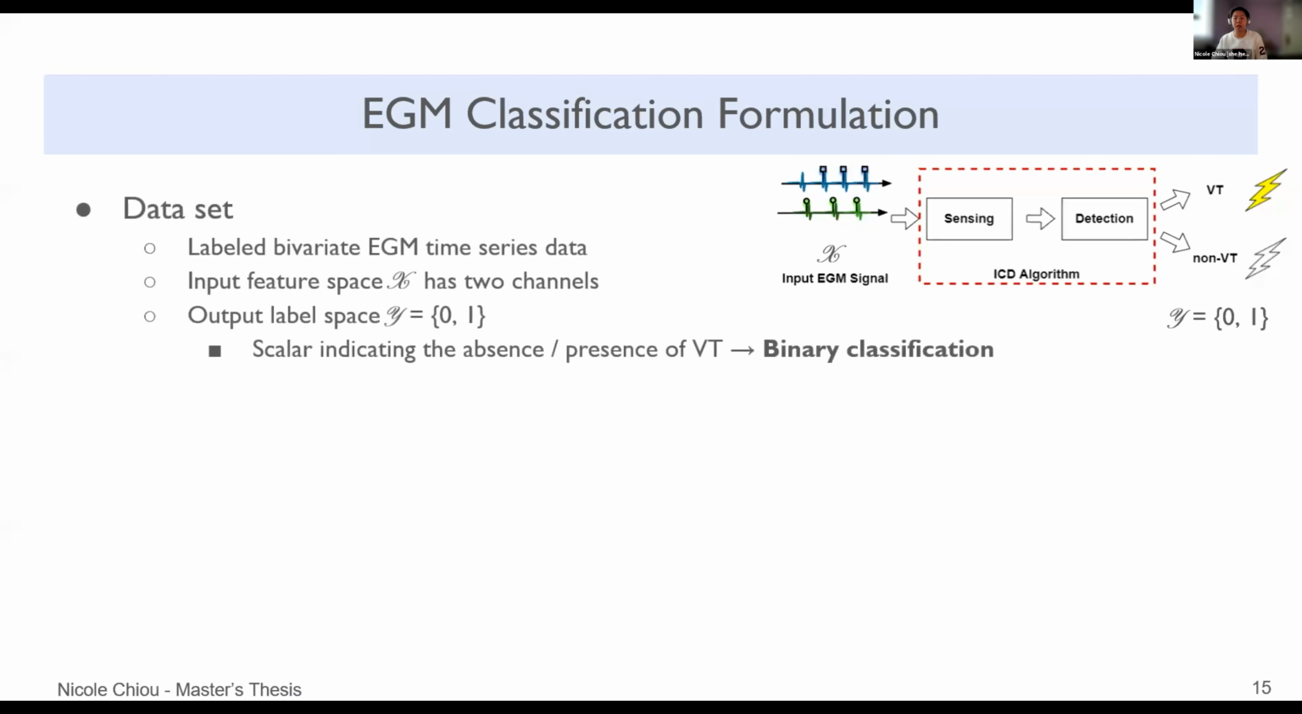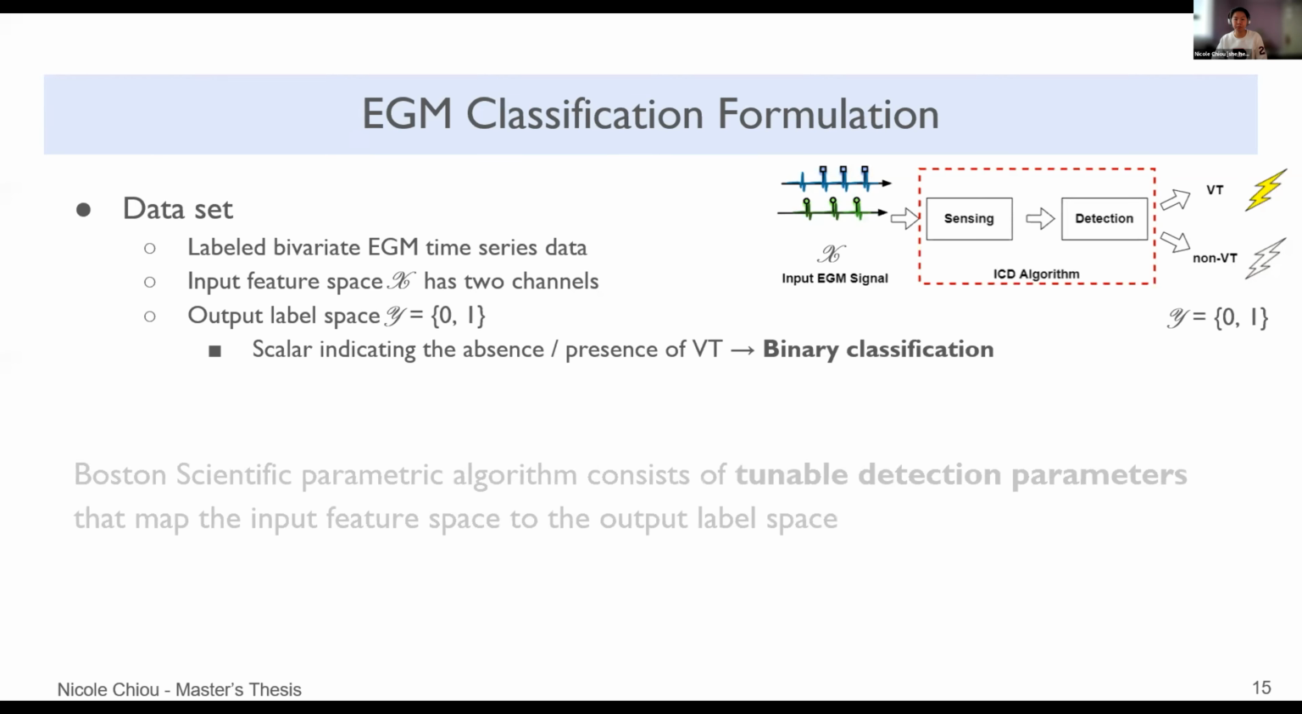The EGM dataset used in the study consists of labeled bivariate time series data, where the input feature space has two electrogram channels. The output label space is a binary scalar equal to 1 if the sample is a VT episode and 0 if the sample is not a VT episode. The Boston Scientific parametric algorithm consists of tunable detection parameters that map the input feature space to the output label space.